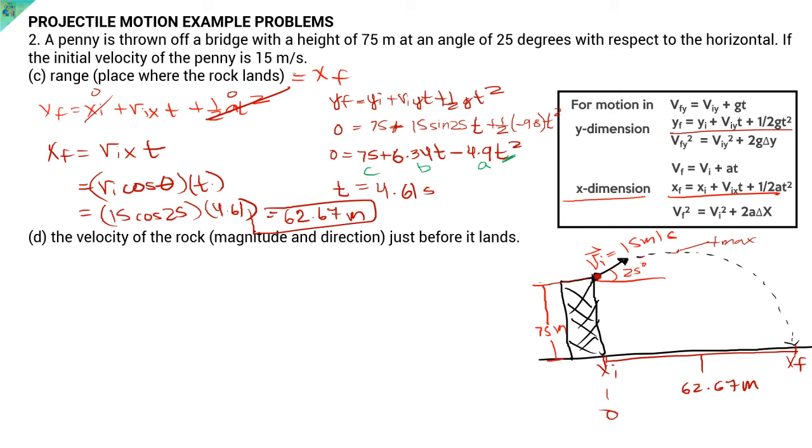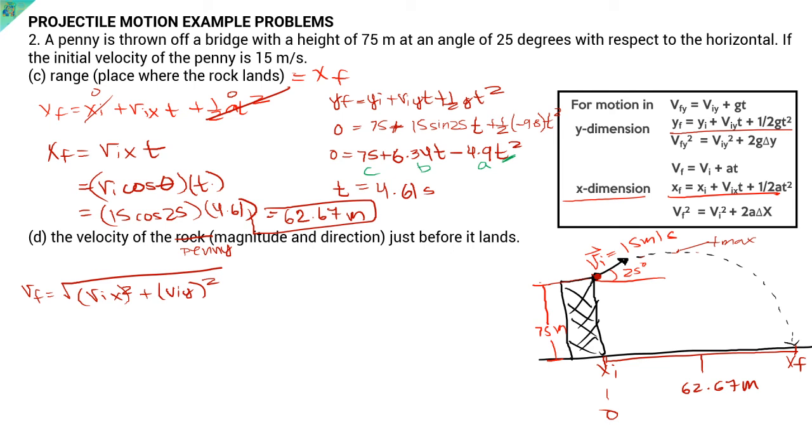Next question is the velocity of the penny just before it lands. And we have already done an example like that on the previous example. So that's Vf is equal to the square root of Vix squared plus Viy squared. Okay, do we have our Vix? Have we searched for it a while ago? That's 15 cosine 25, right?